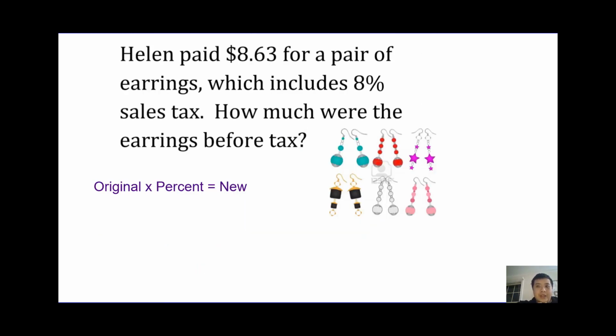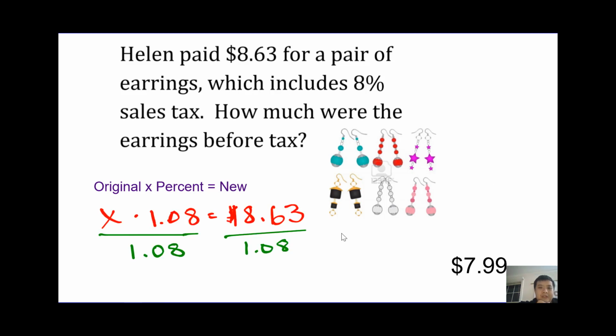Go ahead and try this one out on your own. What you should have found was that the cost was $7.99 originally, and used x times 1.08 because this is a markup because the price you paid is going to be a little bit more than what the cost was before tax. Okay, so it's a markup problem.